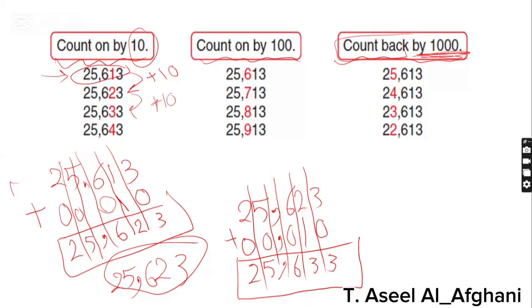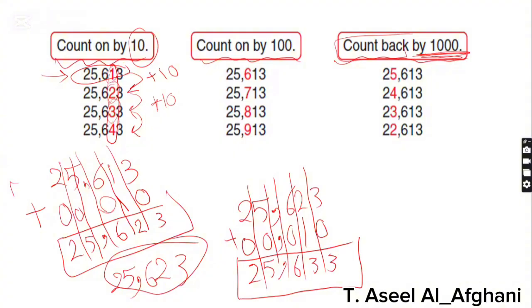And what do you expect that the next number will be when we add 10? Yes, it's gonna be 25,643. Teacher, I've noticed something here. In the tens place for each number, for each add you make, the tens place digit is going to increase by 1. As you see, it was 1, it became 2, and then 3, and finally 4.